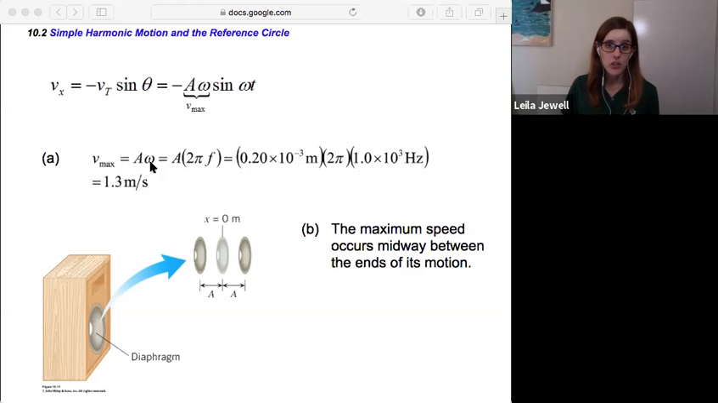A lot of times orchestras tune to 440, right? 440 hertz.